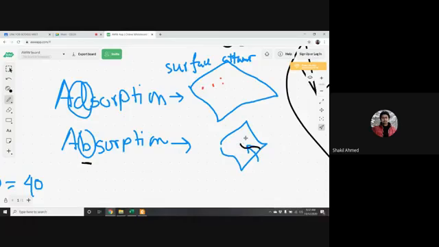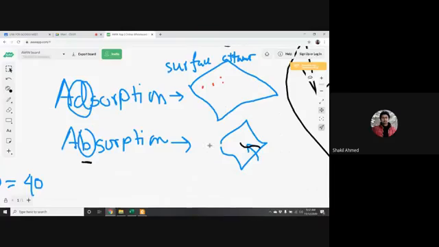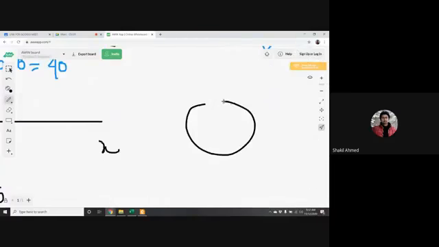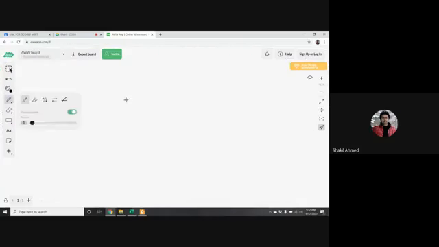Is it clear? Yes, sir. এখানে যেটা হয় adsorption and charge neutralization. কি হলো? In water, as I told you, we have colloids, right? We have colloids like this. We have negative charge, as I told you, and then we have positive charge, right? Like this.